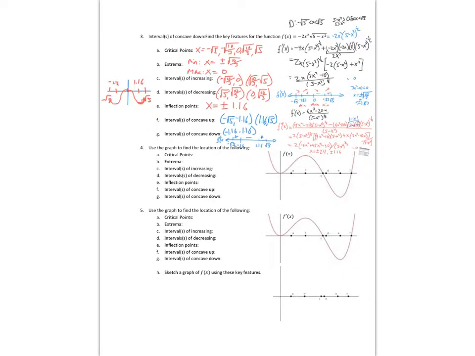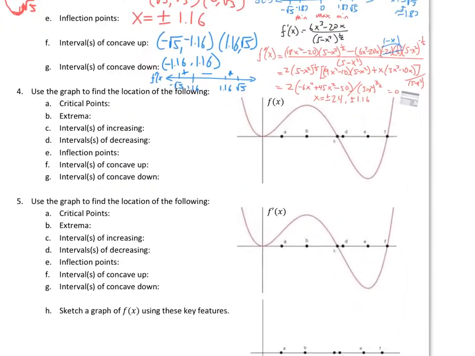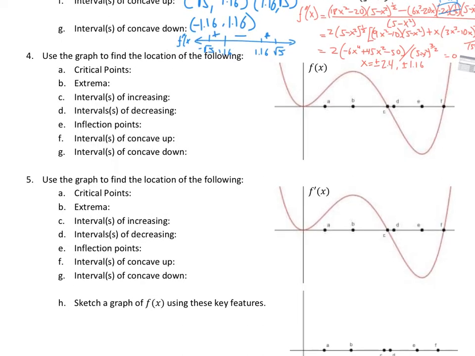All right, let's look at some situations where we are going to have a graph and we want to find some important values, all right? So here we have a graph of f of x, so just the graph itself. What are the critical points?